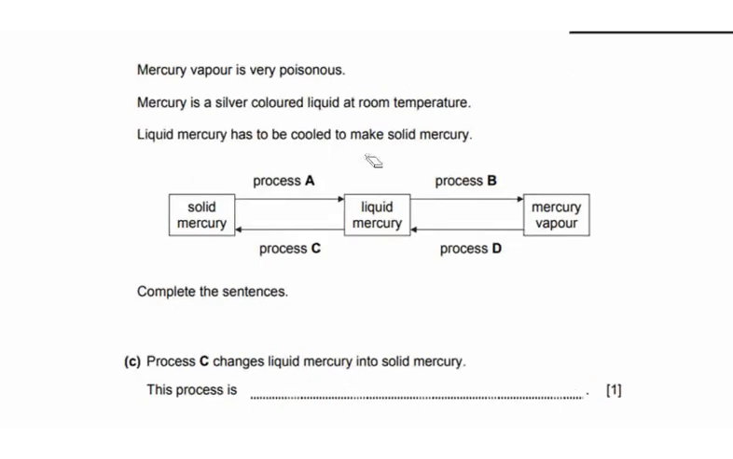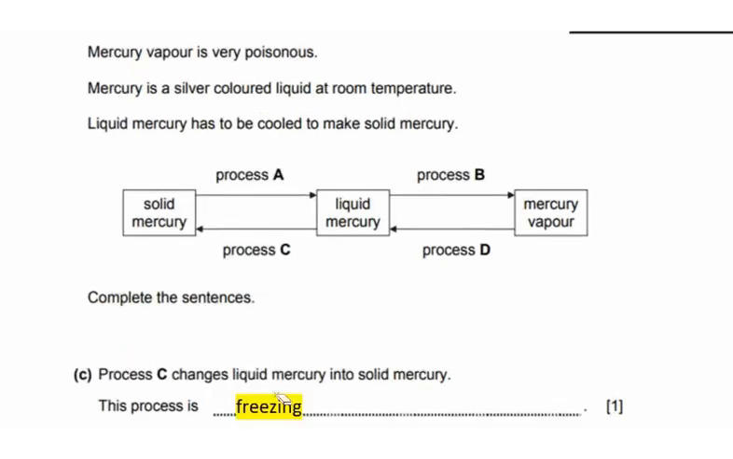Let's move to question C. Process C changes liquid mercury into solid mercury. The process is... The answer is freezing.